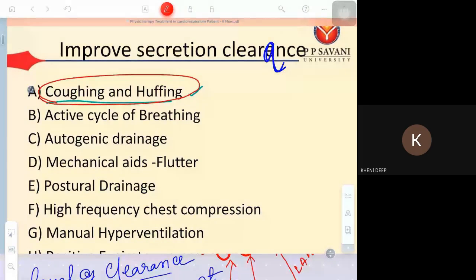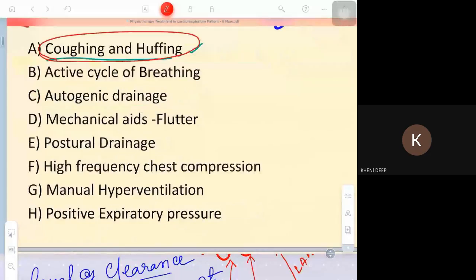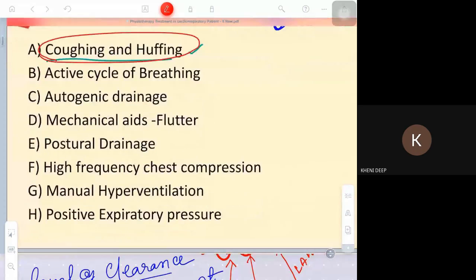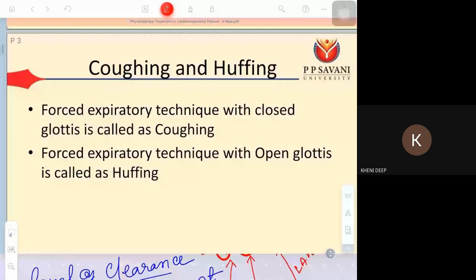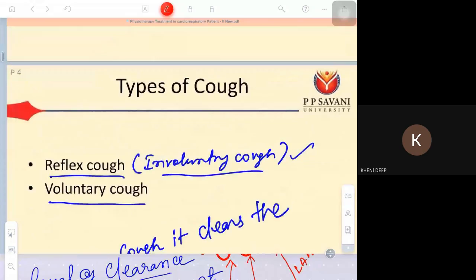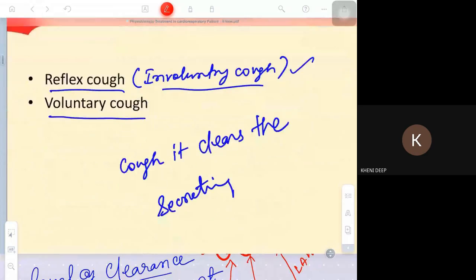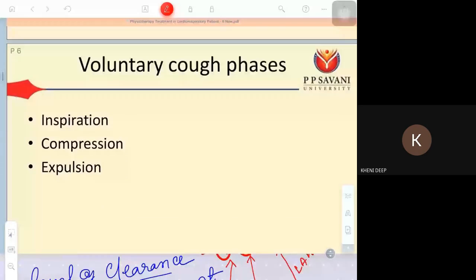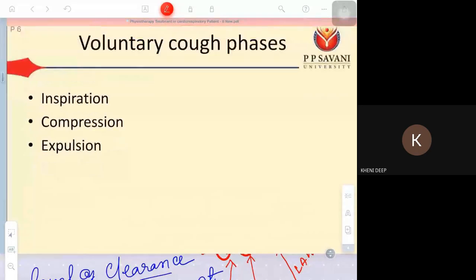To complete the lecture, I will go through fast. Coughing and huffing is called FET. Open glottis is huffing, closed glottis is coughing. Types of cough: reflex and voluntary. Reflex is otherwise called involuntary cough. The difference between reflex and voluntary cough is the irritation phase. All the other phases are the same.